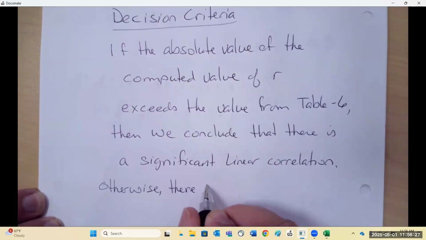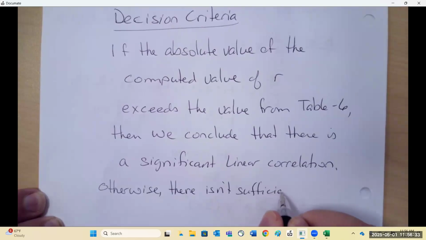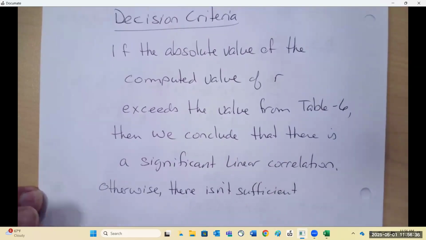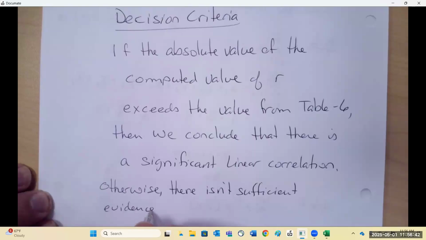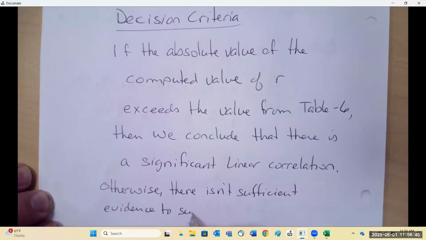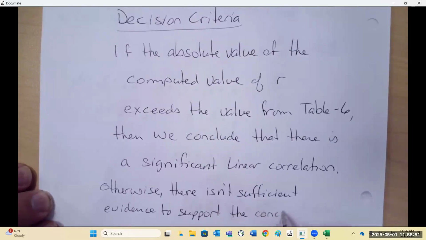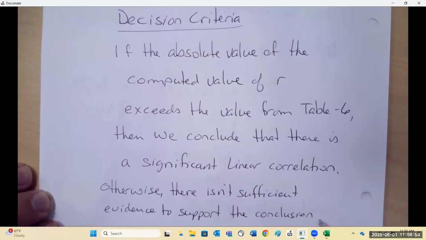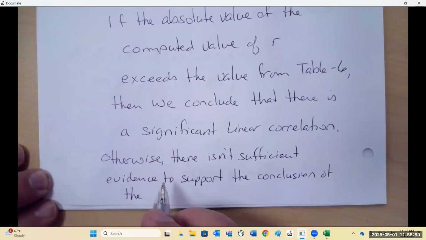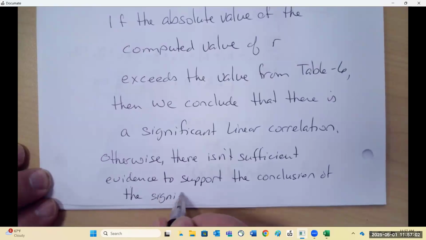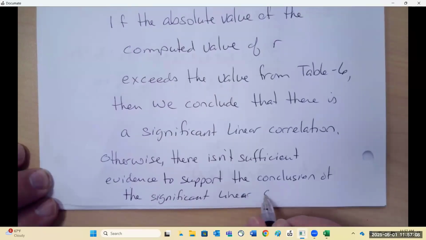Otherwise, there isn't sufficient evidence to prove that. To support the conclusion of the significant linear correlation.